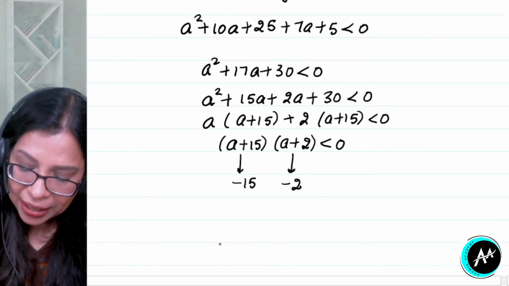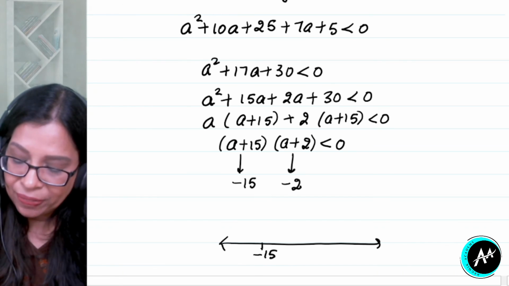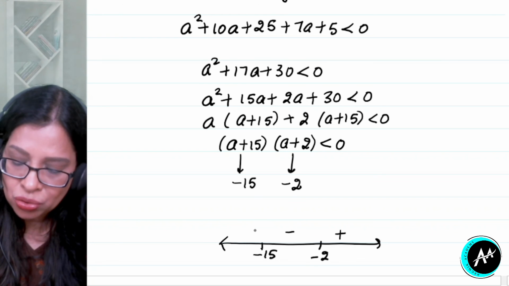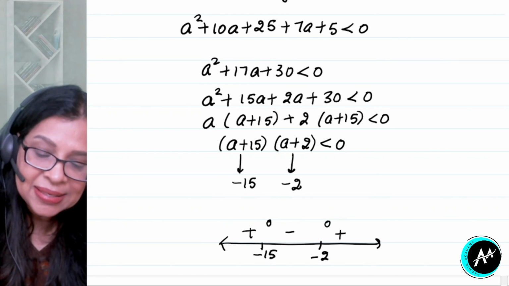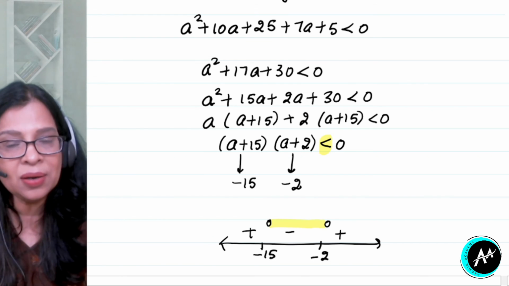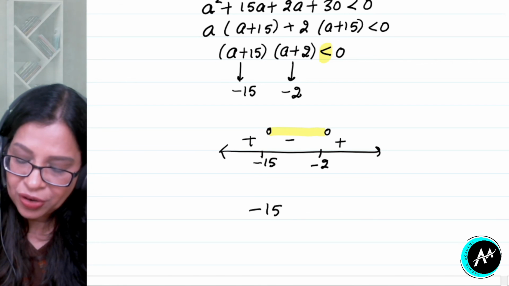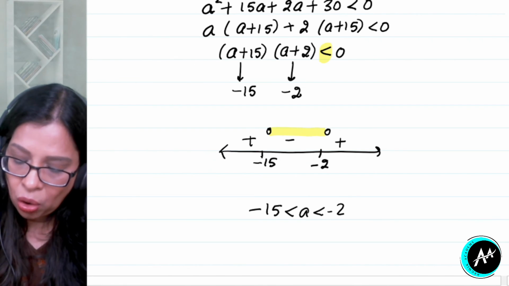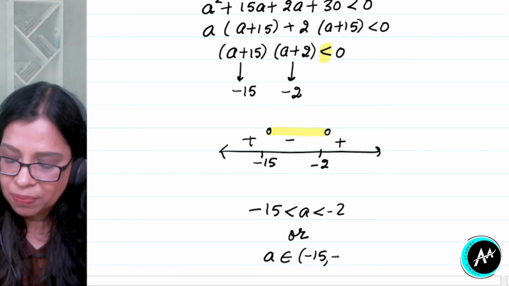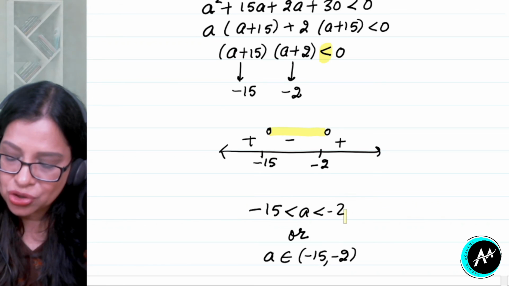So on the number line you are going to have the smaller root first, which is minus 15, and then minus 2. Got it? We have strict inequality, so we are going to have blank circles, and since we have strictly less than 0, we are going to take the negative region. So that means a lies from minus 15 to minus 2. Or you can also write in interval form that a belongs to the open interval minus 15 to minus 2. So this is going to be the solution for this, right?